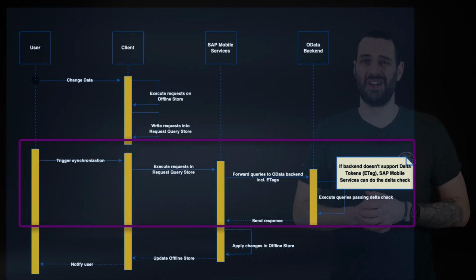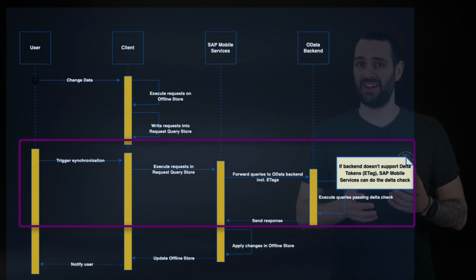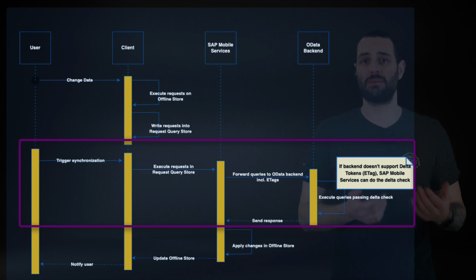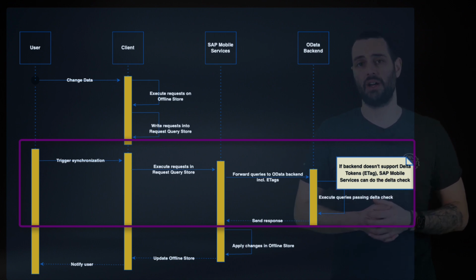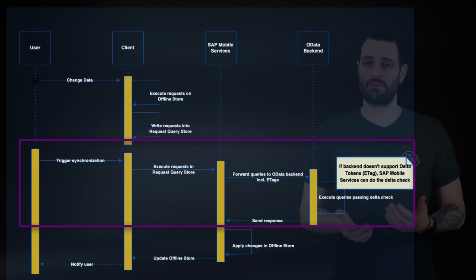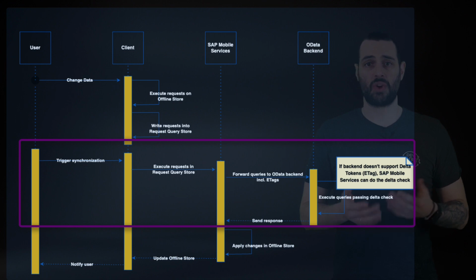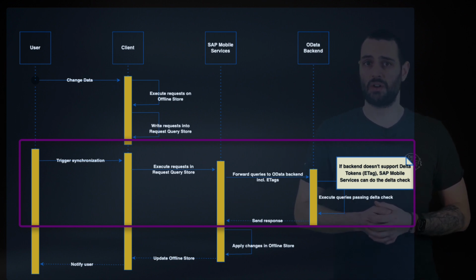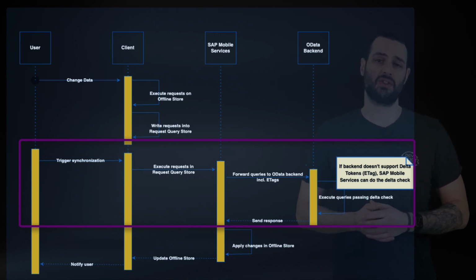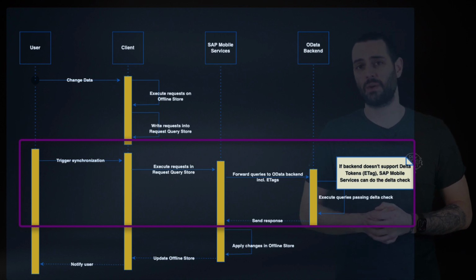When the synchronization is being triggered, SAP Offline OData will execute the requests in the request queue store against Mobile Services, which is forwarding the incoming requests to the OData backend. To allow delta synchronization, e-tags get attached in the HTTP header of these requests. Your backend should support e-tag delta checks for this to work. In case your backend is not supporting this technology because of a legacy backend or any other reason, Mobile Services can substitute and handle the delta synchronization for you. But it is recommended that your backend supports that.